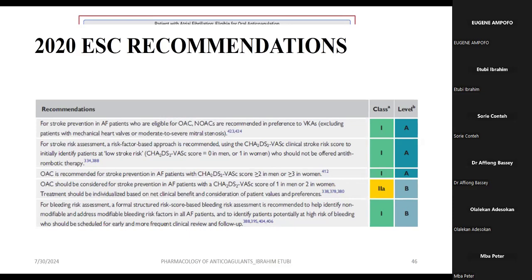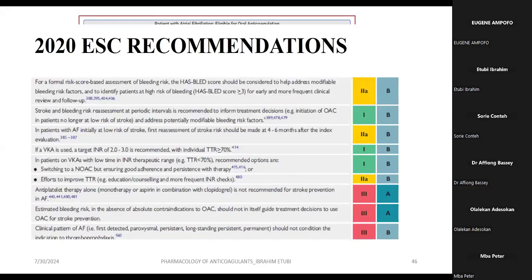And then for bleeding risk assessment, a formal structured risk-based bleeding risk assessment is recommended to help identify non-modifiable and address modifiable bleeding risk factors in all AF patients, and to identify patients potentially at high risk of bleeding who should be scheduled for early and more frequent clinical review. This is class 1 level B of evidence.